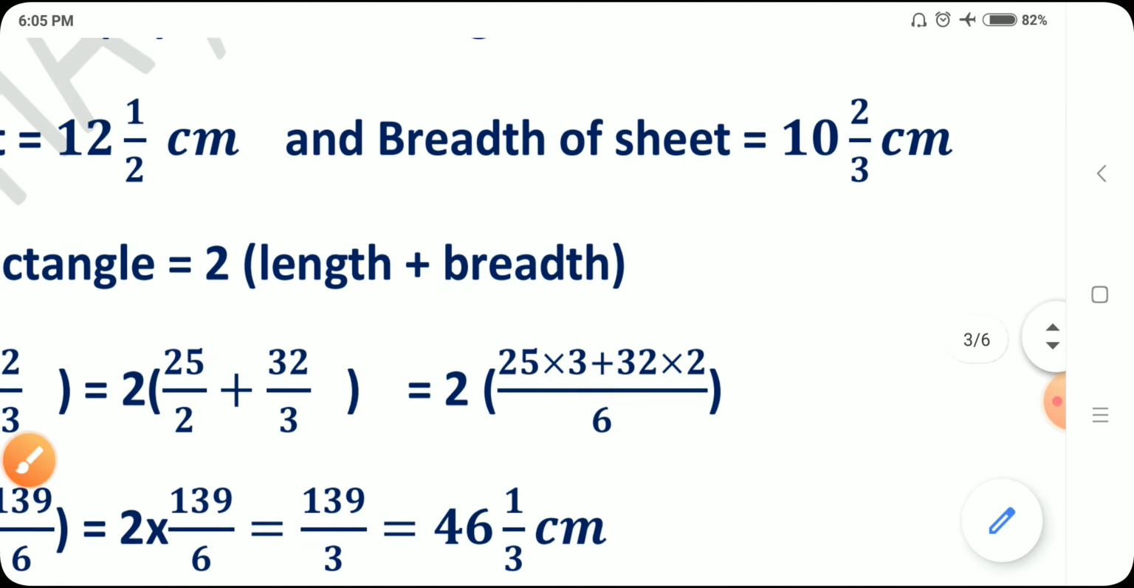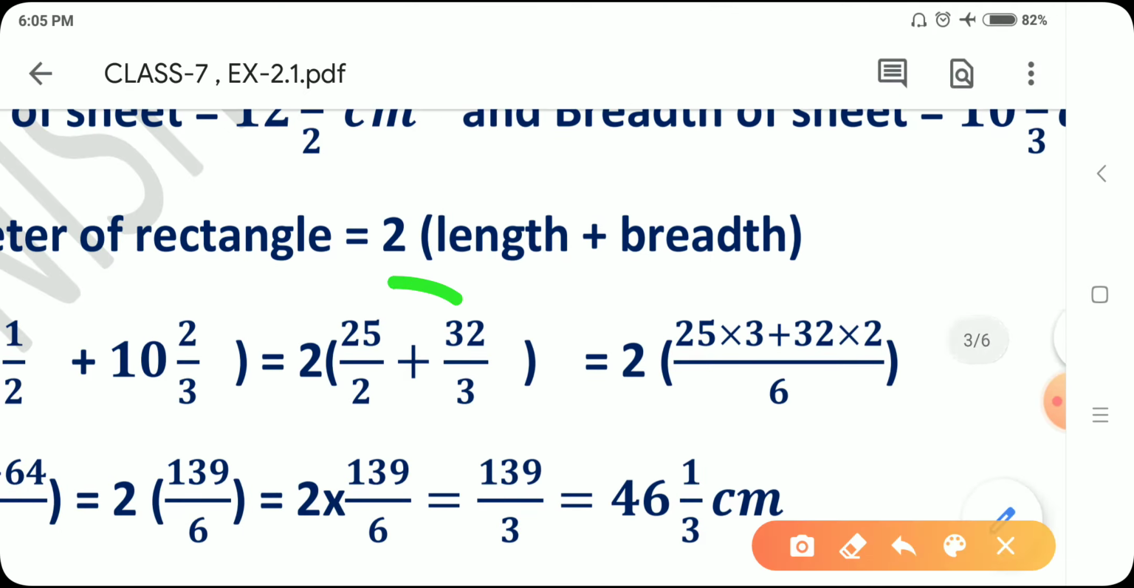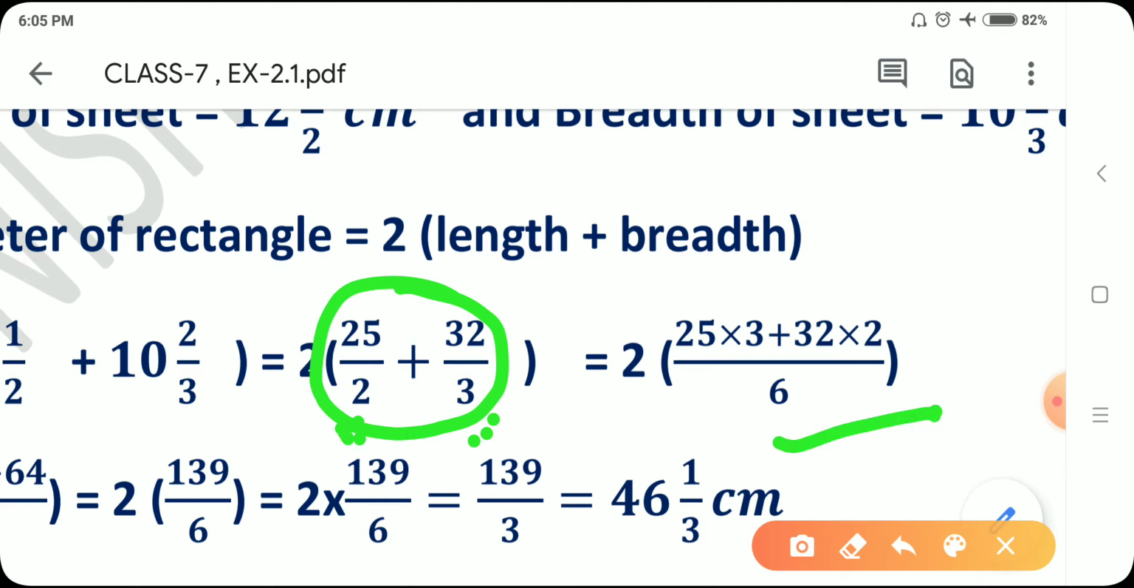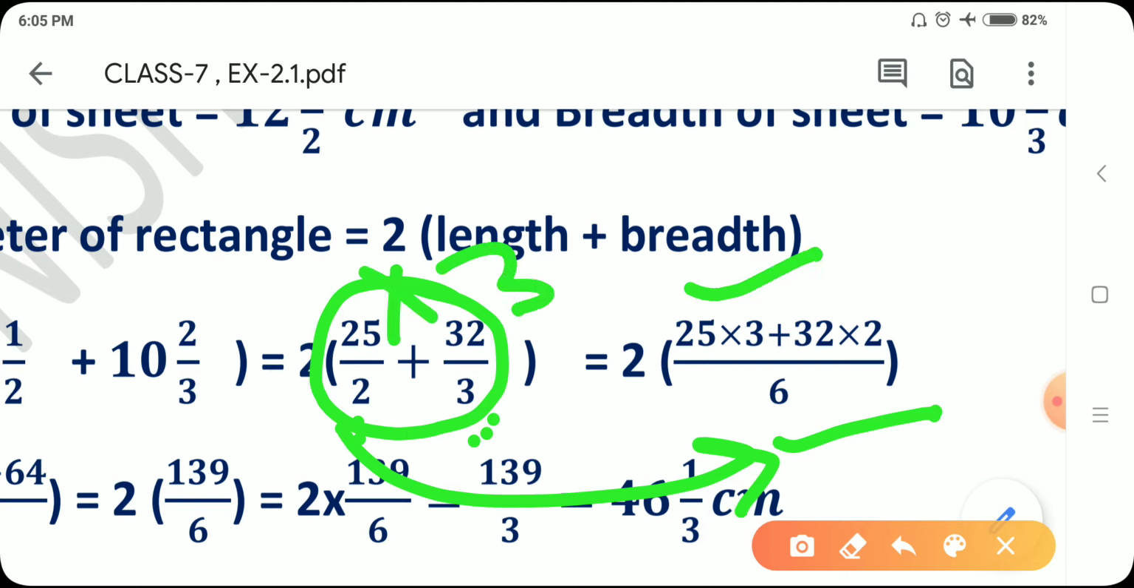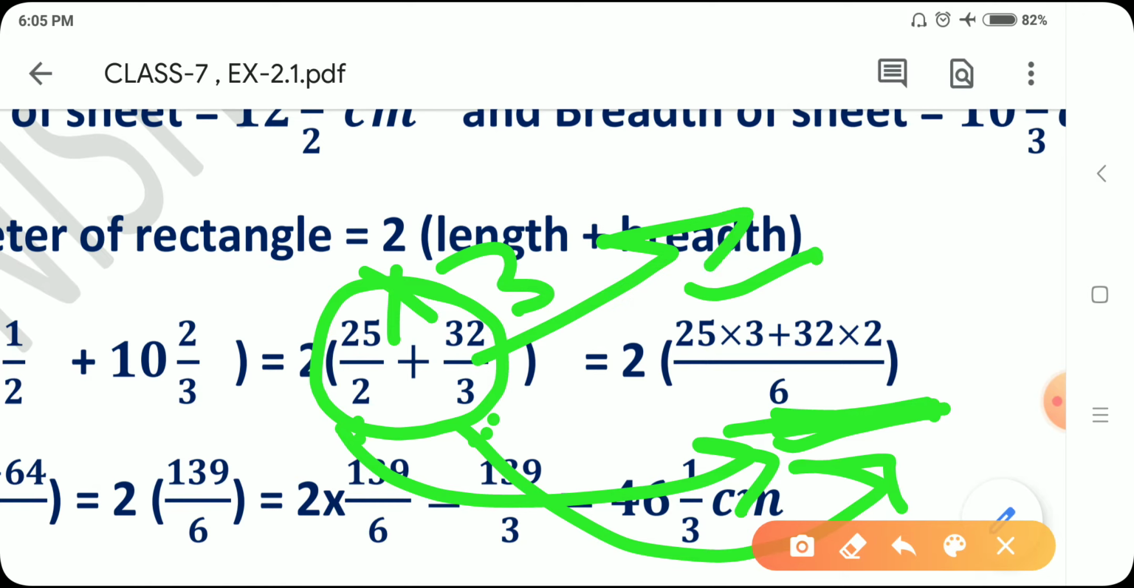Okay, so now taking LCM, when you have to add these two fractions, so what you will do, you will take LCM. LCM of 2 and 3 is 6. Now dividing this 6 by 2 you will get 3 as your answer, so you will multiply 3 here. You write 25 into 3, plus sign is used. Now dividing this 6 by this 3, so you will get 2 as your answer, so you will multiply this 32 with 2.